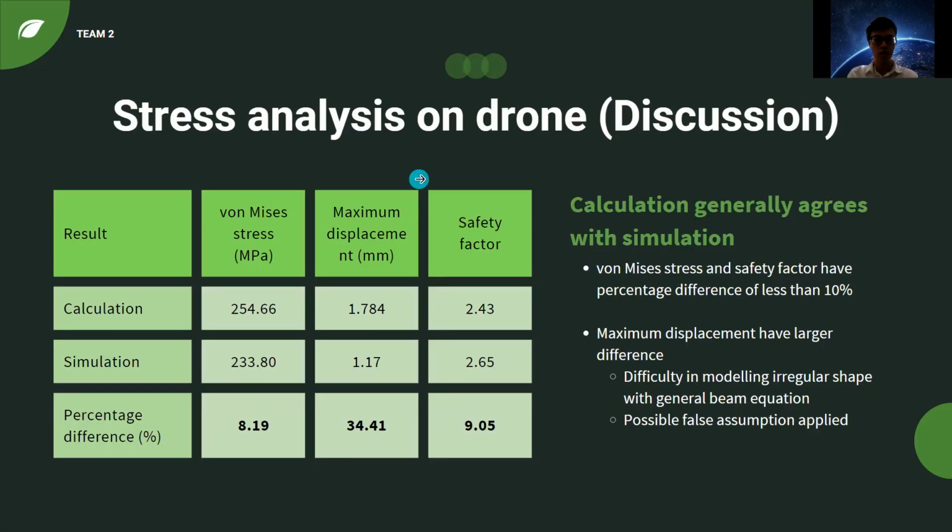For analysis with simulation, the values from the calculation and the simulation are compared. For instance, the percentage difference between calculation and simulation for stress and safety factor is below 10%, while the value for maximum displacement is higher. So from here, we would say that the calculation generally agrees with the simulation, or is verified, but the error for the maximum displacement may be higher because it is hard to model the plate with only the beam equation, or we made wrong assumptions. If the results show the design fails, as in the stress is above the yield strength or the safety factor is not high enough, iteration will be performed. Otherwise, we say that the analysis is completed.